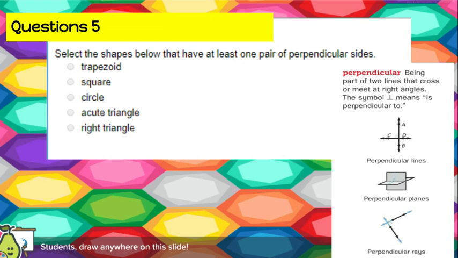Pause your video now, find question number 5 in the Google form, and tell me which of these shapes, a trapezoid, a square, a circle, an acute triangle, or a right triangle, which ones of those listed shapes have to have at least one pair of perpendicular sides? And remember, when it says at least, that means they could have more, but it's not required. Once you've answered question number 5, I'll want you to turn your video back on and we'll move on to question number 6.